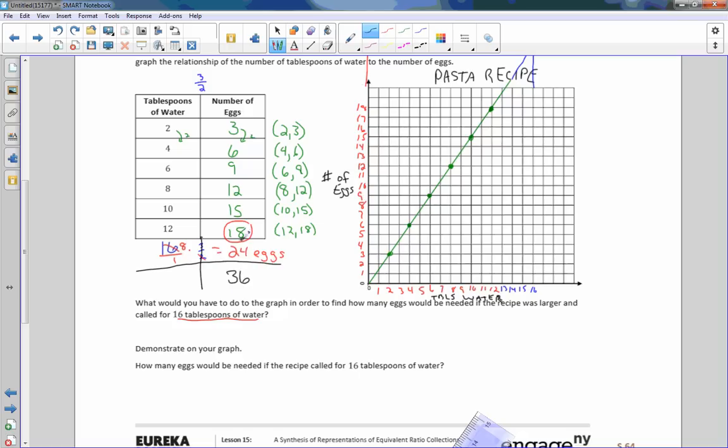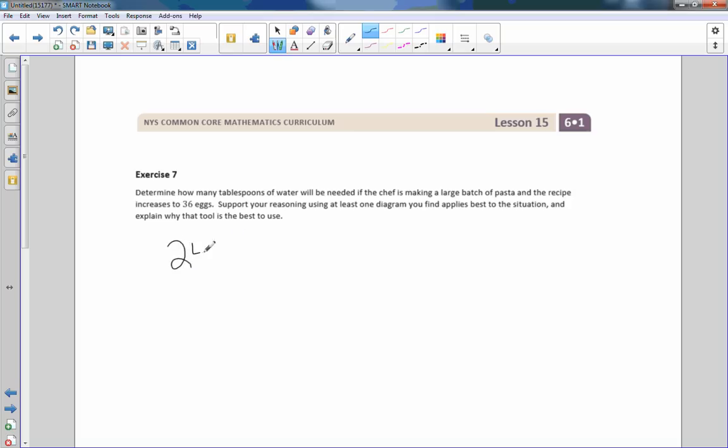If I want 36 eggs, that's what this next question is asking for. So I have a table here and I'm adding 36. Well, if I know that I multiply that by 2, then I can take this value, multiply it by 2, and that's how I can find how many tablespoons of water. So it's going to be 24 tablespoons of water.